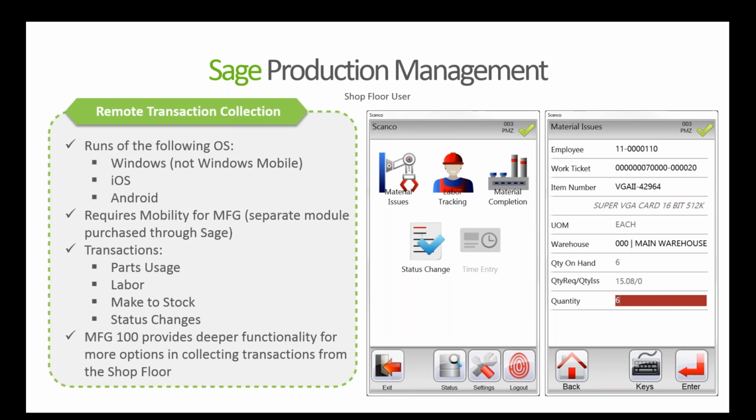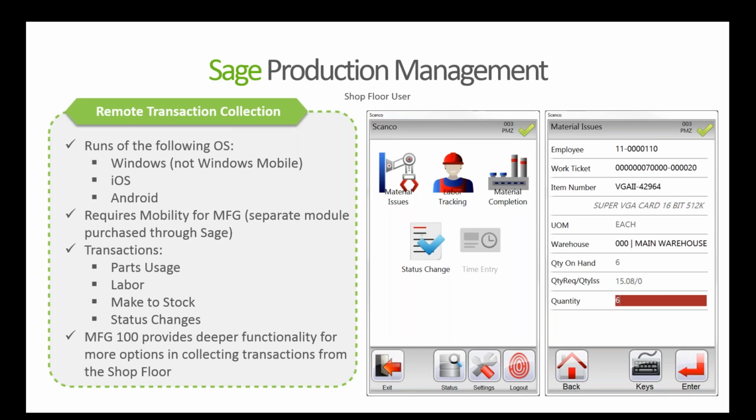Manufacturing 100, which is not sold on the Sage price sheet, but from Scanco, provides that more advanced functionality. Hey, it calls for 100 feet of this material. I'm going to pull the whole roll, issue that to the work ticket, and then I'm going to unissue what I didn't use. That's Manufacturing 100 functionality. So just wanted to be clear about some of that.